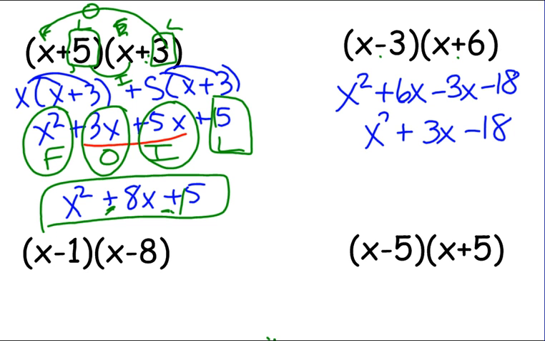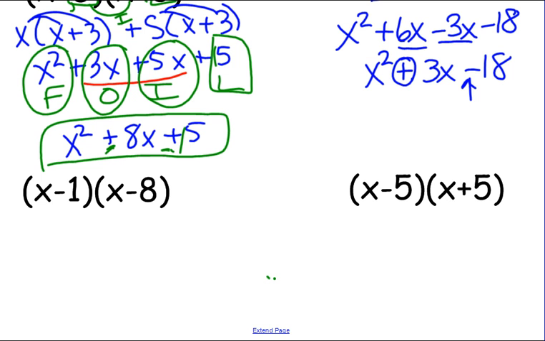So what happens here is if the last term is negative, you're going to have one of each, a positive and a negative. And this depends on which is higher. If one of your values is higher, you're going to have a positive here. If the negative value is higher, you're going to have a negative there. So now let's look at this one.